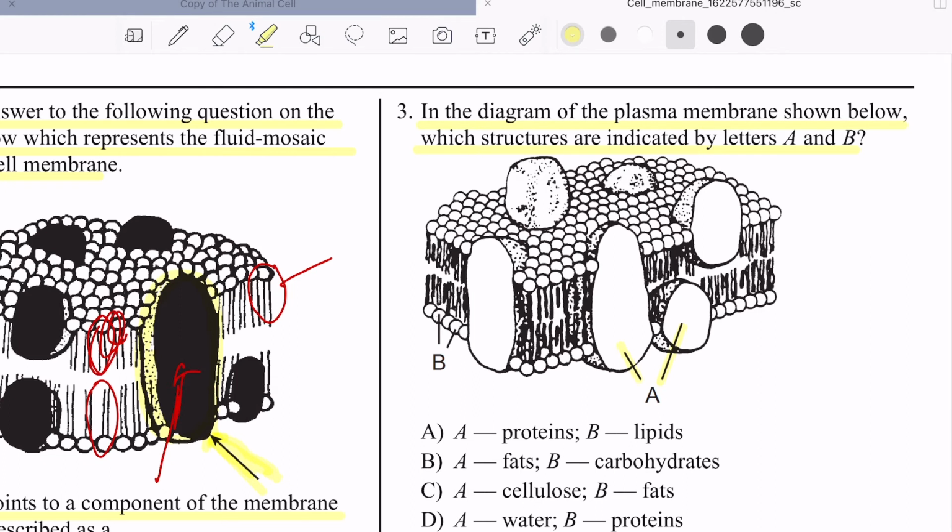A is pointing to protein, the protein channels. B is pointing to the lipids. So this is wrong, because A is not fat, it's a protein. Nope, that was easy. That was easy because A is a protein channel and B is pointing to the lipids. So 3 is A.